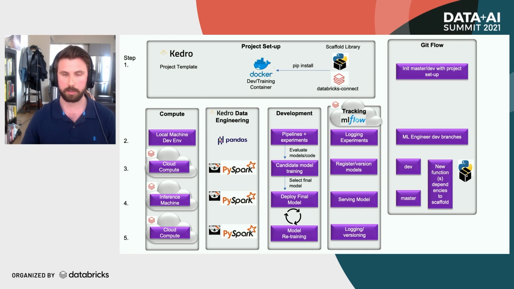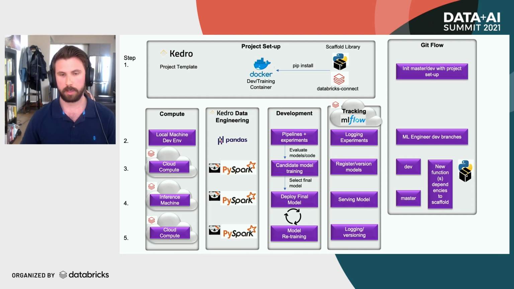And then in step 4, we are going to select a final model that we want to put into production. And we'll use the same Databricks Connect with the inference compute. And on the engineering side, we're still using koalas and PySpark. And we're going to deploy that final model through MLflow and Databricks, and commit that code to master. It's sort of a production 1.0, if you will.